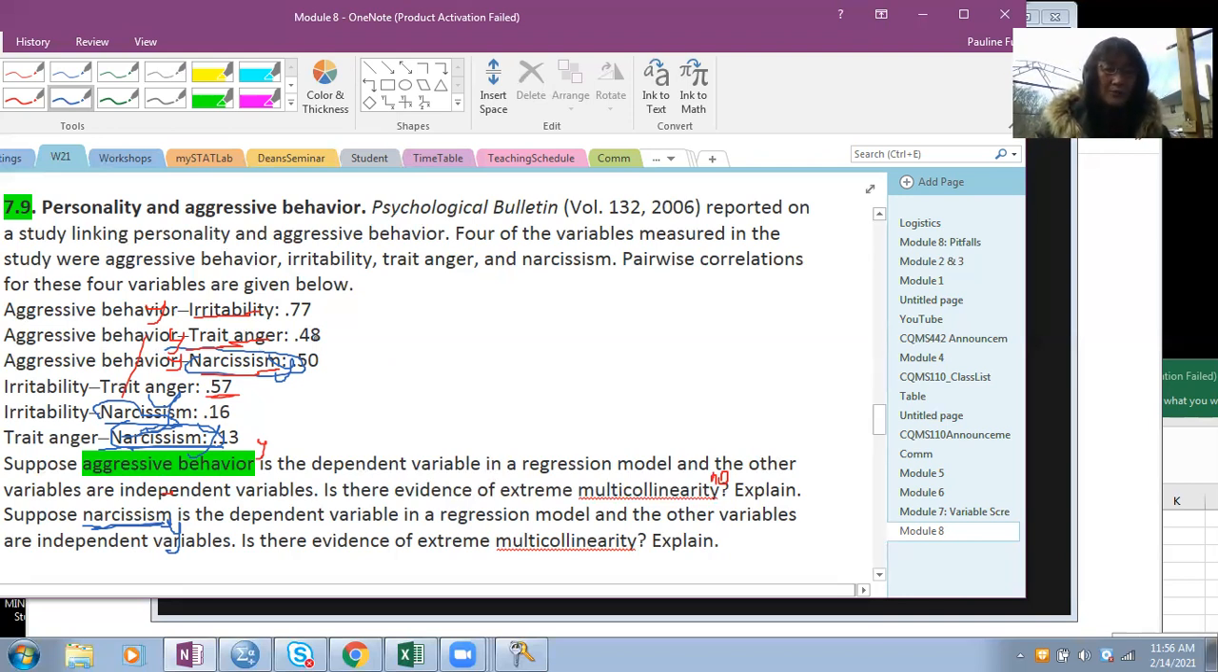So remember, when you consider narcissism as Y, we have evidence of multicollinearity because irritability is an X, trait anger is also an X. Those two X have correlation 0.57. Aggressive behavior is X, irritability is X. Those two variables have a correlation 0.77. So overall, there is a correlation. So this is a yes.